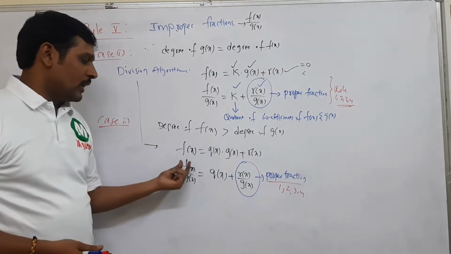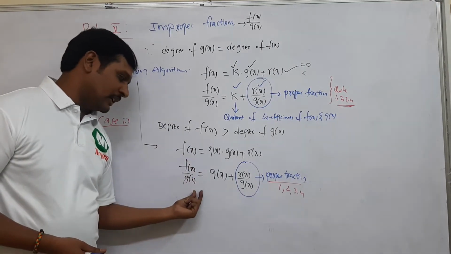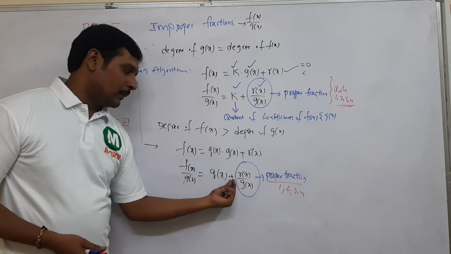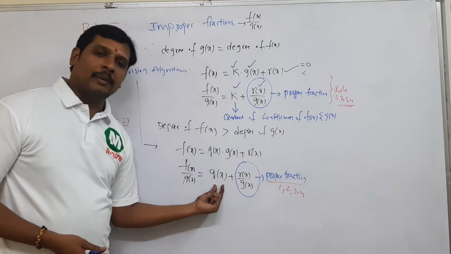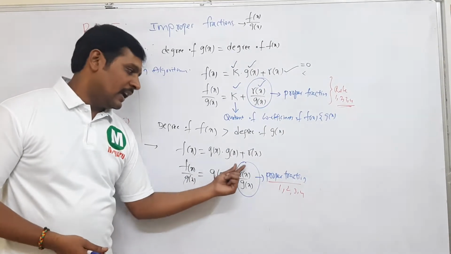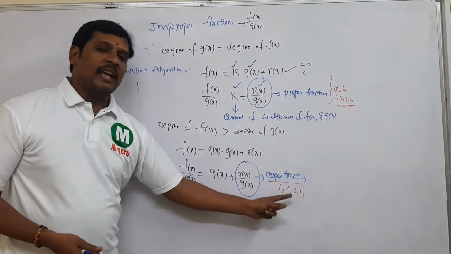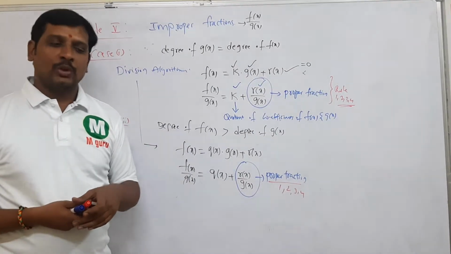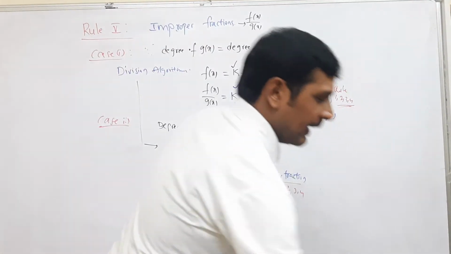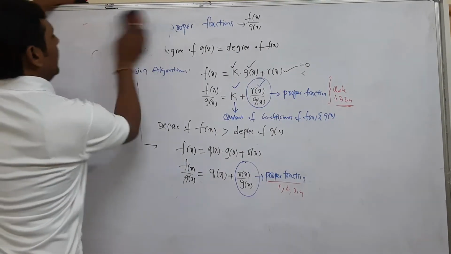And in case 2, this can be written as f of x by g of x is q of x plus r of x by g of x. Again, q of x is nothing but a polynomial quotient, and this can be done again using any one of rules 1, 2, 3, 4. Now let us see these two using some examples. I am going to give examples for case 1 and case 2.